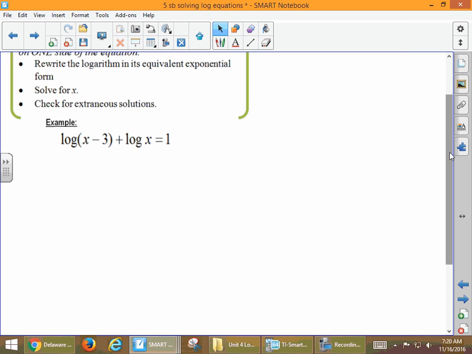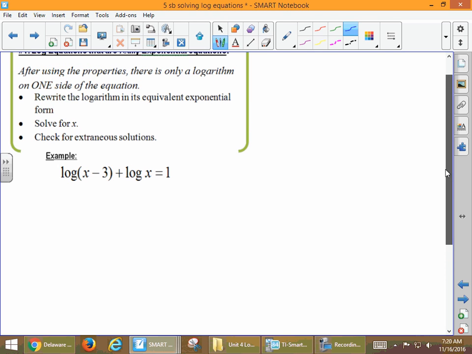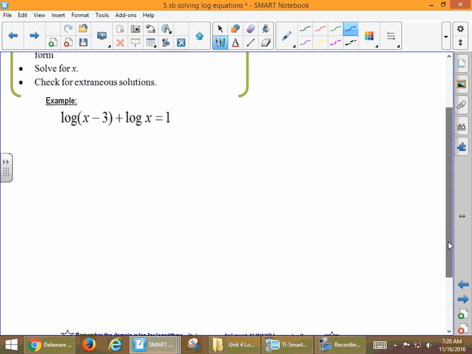log of x minus 3 plus log of x equals 1. We look for our properties here, and we're always looking to see, do we have a coefficient on any logarithms? And we do not have any coefficient on any logarithm. So the next thing that we look for is, do we have a plus or a minus? We have a plus, so plus means that we can condense our logarithm down into log of x minus 3 multiplied by x equals 1.